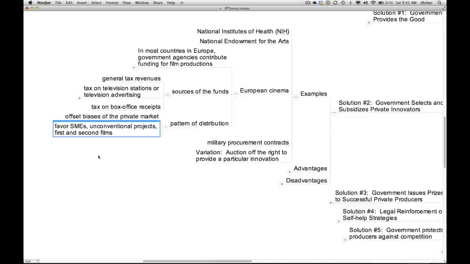Whether the European governments are justified and successful in this regard is a question to which we'll return later in this lecture series.